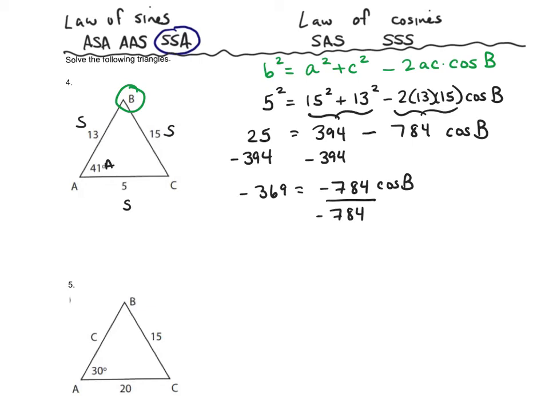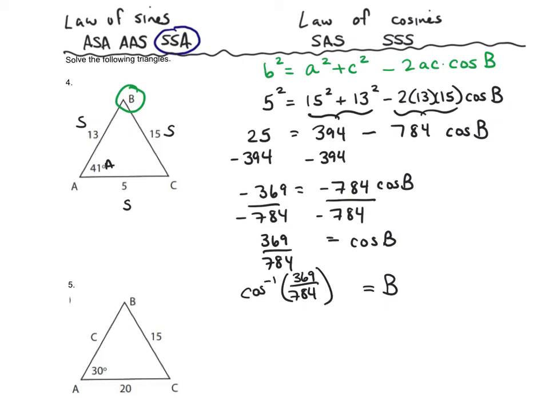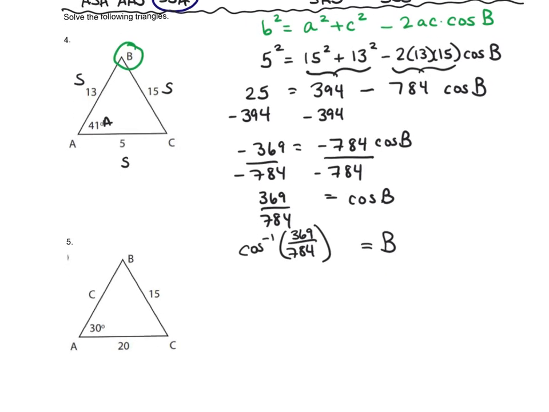I'll divide both sides by negative 390. So I get the cosine of angle B is equal to 369 over 390. Now remember, when you're finding an angle, we have to use those inverse trig functions. So I'm going to be taking the inverse cosine of 369 over 390. So what I get is I get 61.9 for my angle.